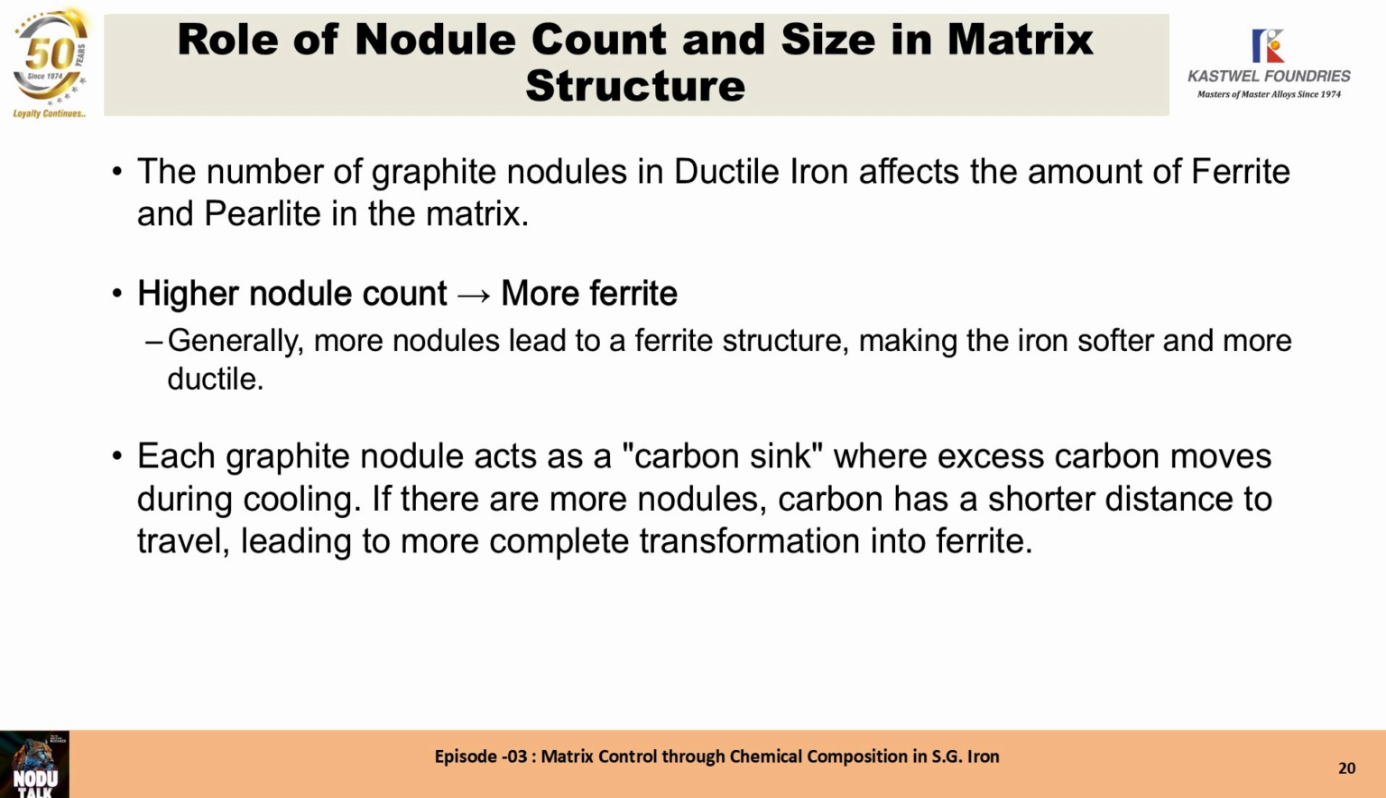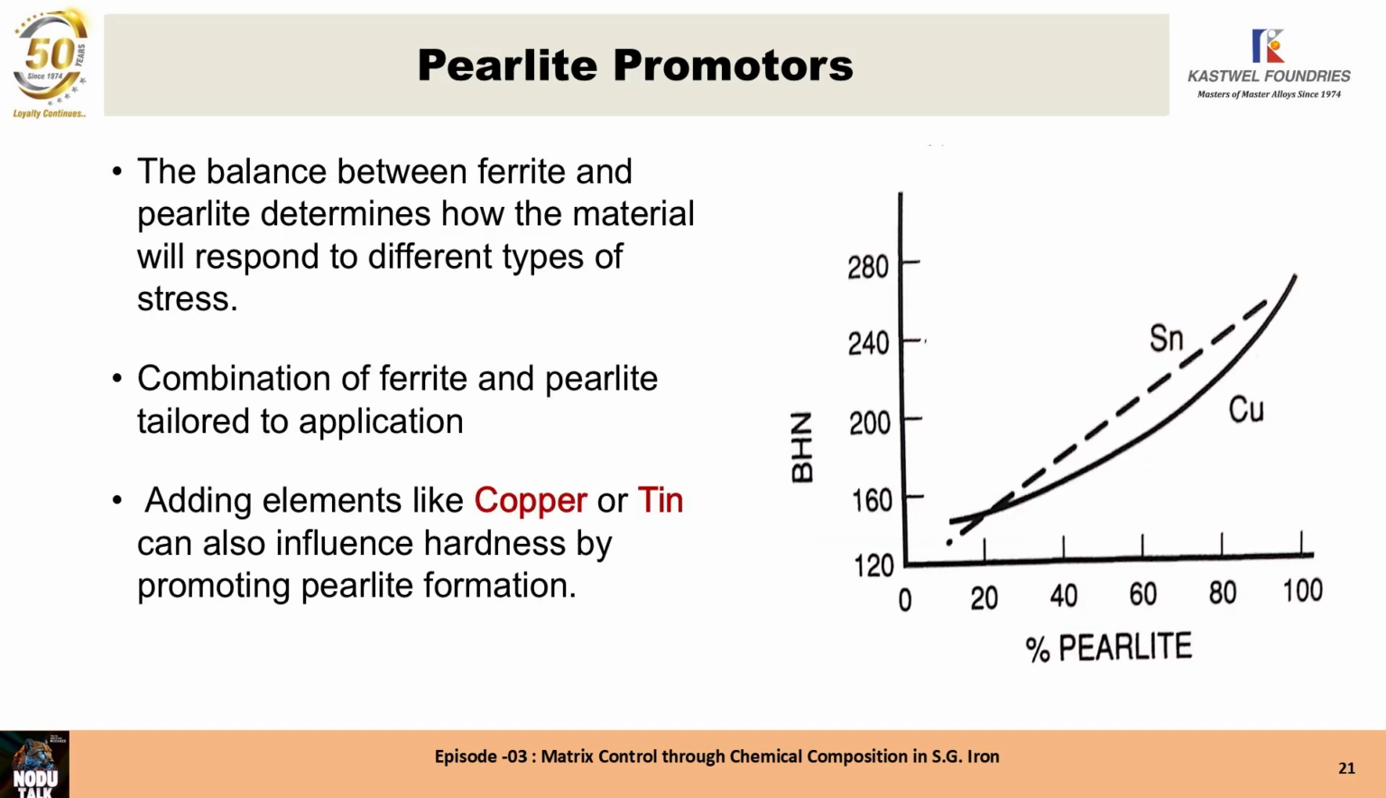Each graphite nodule acts as a carbon sink, where excess carbon moves during cooling. If there are more nodules, carbon has a shorter distance to travel, leading to more complete transformation into ferrite. Hence, if you want to make a ferritic structure, you must increase your nodule count. We speak about the pearlite promoters.